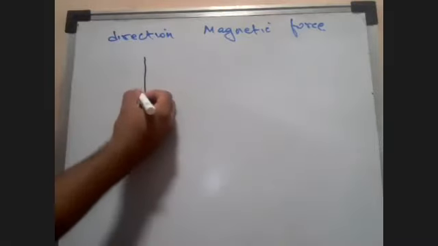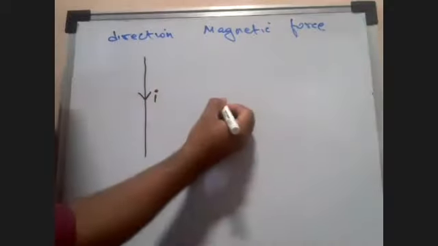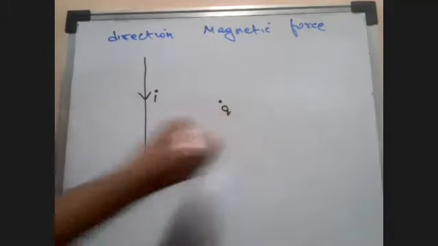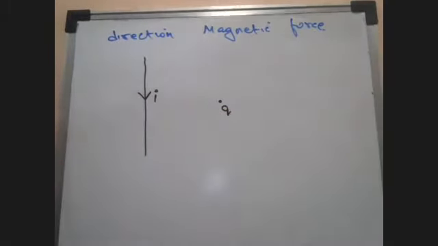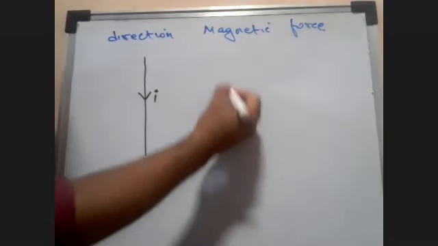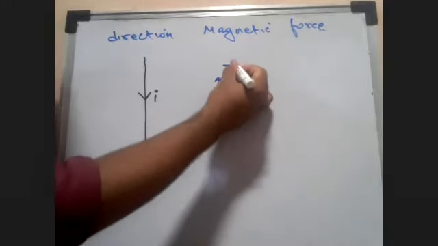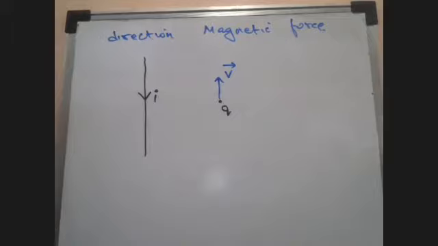This time the conductor has a current I downwards, and there is a charge Q here. This charge Q has been given a velocity vector. You push this charge and give it a certain velocity in this direction. In that case, can you tell me what will be the direction of the force on this charge Q? Very easy, very simple.